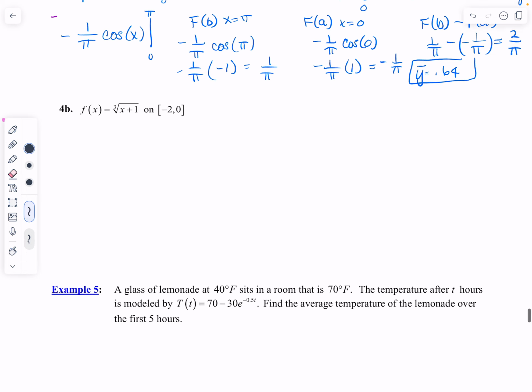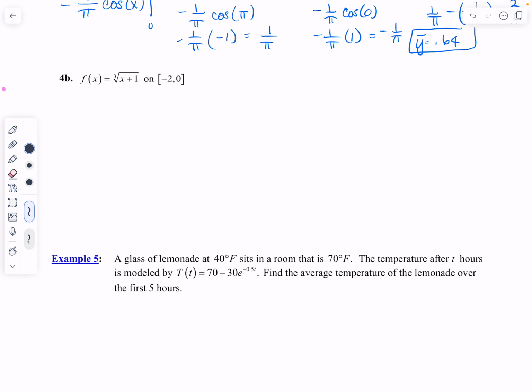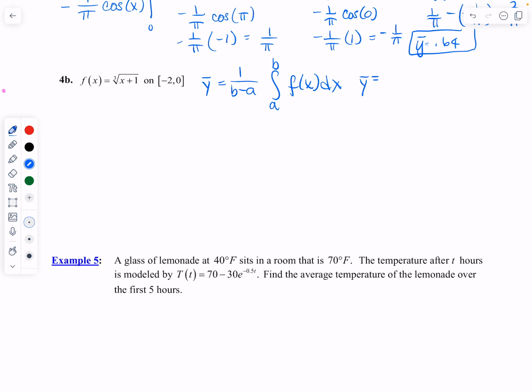So let's try b together. So we have the cube root of x plus 1 on the interval from -2 to 0. When I look at this, I know it's telling me to find the average. So y bar equals 1 over b minus a, integration from a to b of the function dx. So I can rewrite this as y bar equals 1 over, remember the upper limit is 0, so b, 0 minus -2, and then I'm integrating from -2 to 0, and the function is x plus 1 to the 1/3 power dx.